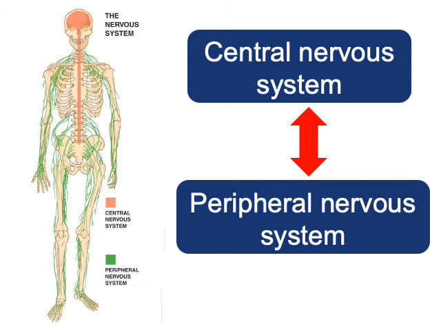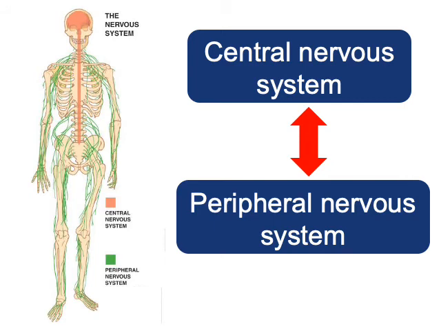So moving on to the nervous system, there's two sections of your nervous system. There's the central nervous system and there's the peripheral nervous system. Your brain stem and your spinal cord make up your central nervous system. Everything else is peripheral. All the nerves leading off of your spinal column, all the nerves in your arms and legs and skin, all that is considered peripheral nervous system.